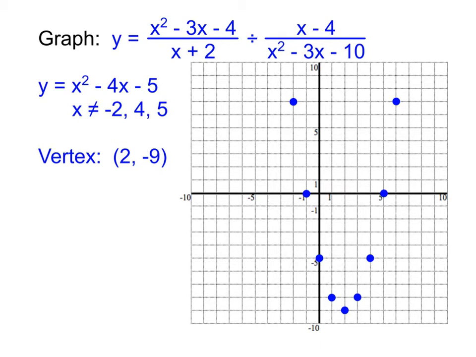Remember, I'm counting from the vertex. I count those out. What about over 5? 5 squared is 25. Is that going to fit on this grid? No. So I can go ahead and draw the curve that goes through it.